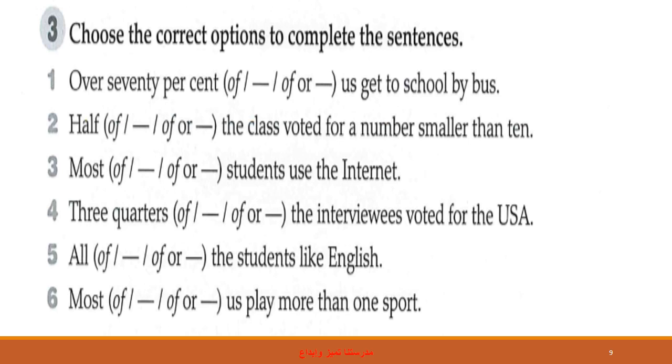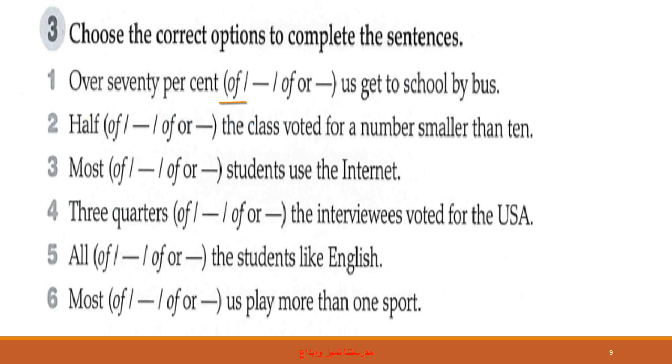Number one, over 70%, 70% percentage of us get to school by bus. 70%, if you remember from the pink table, use of English. Have a look again and remember with me, please. 70%, it's a percentage. Yes, of. 70% of. So this is the correct one. Why did I choose of? Because here I have a percentage like 95%.